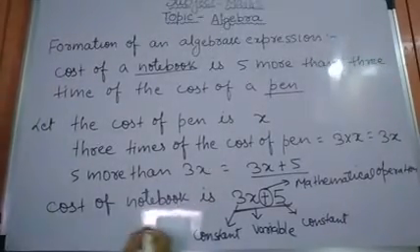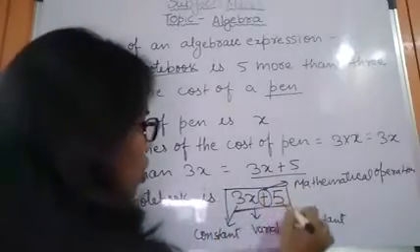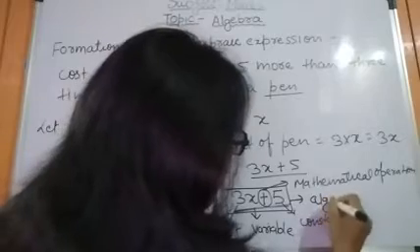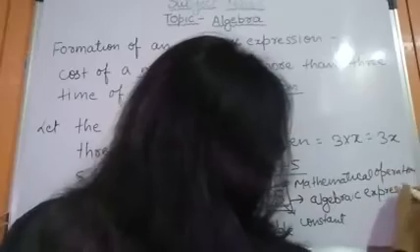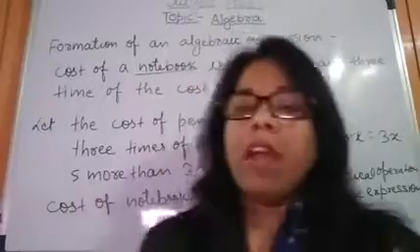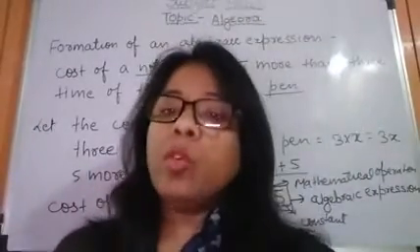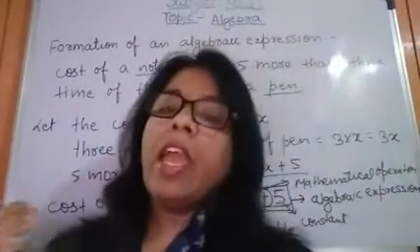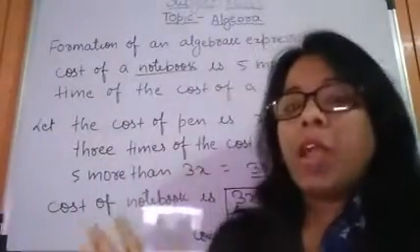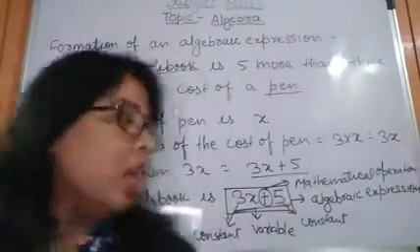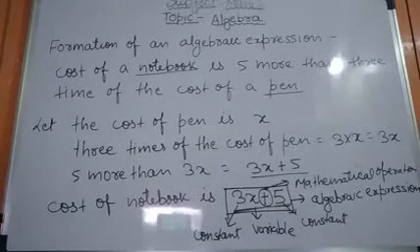and this whole thing is known as an algebraic expression. This is an algebraic expression, meaning you can find the cost, you can find the age, you can find the quantity of anything by establishing a relation between constant and variable. So this is an algebraic expression.